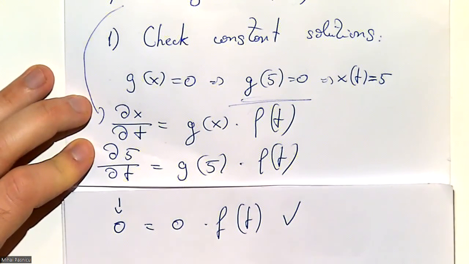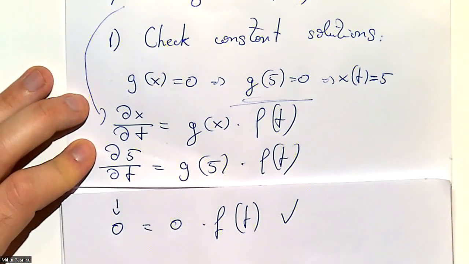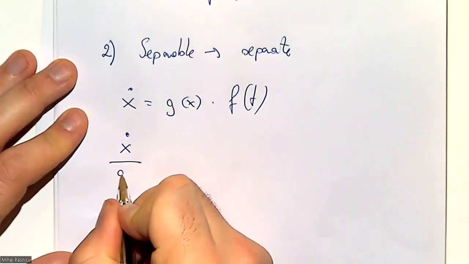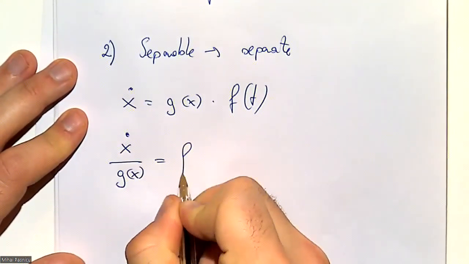So if I have x dot equal to g of x times f of t, then the idea is to just write x dot, I'll move it up right now, over g of x is equal to f of t.